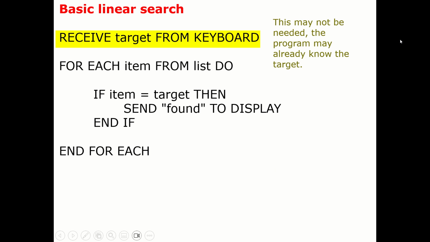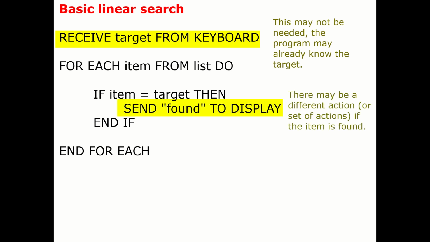You might know you're looking for negative values, so you want to check if there are any negative values in this list of numbers. You want to check if there are any 5-letter words in this list of words. So you might not need to get the target from the user. We then loop through each item in the list, each item in the array. We check to see if it's what we're looking for. Then, well, we do something.